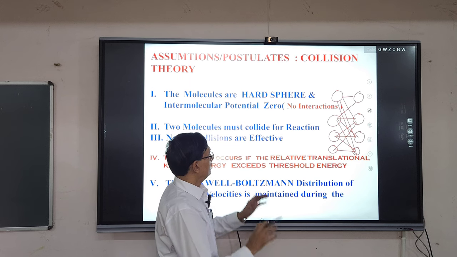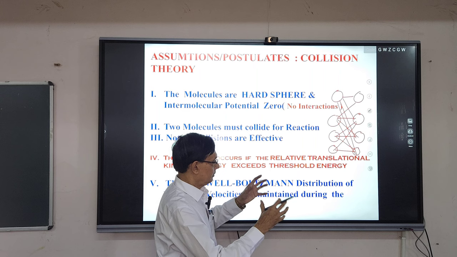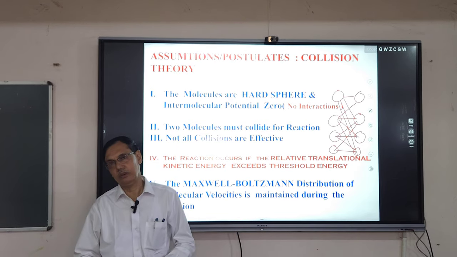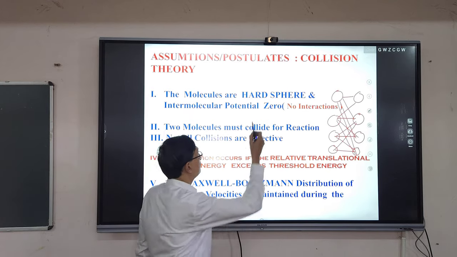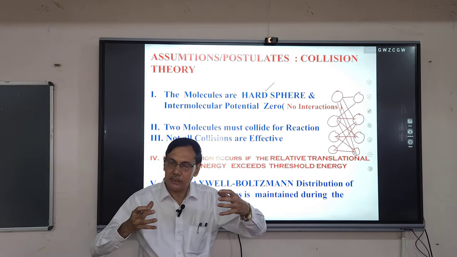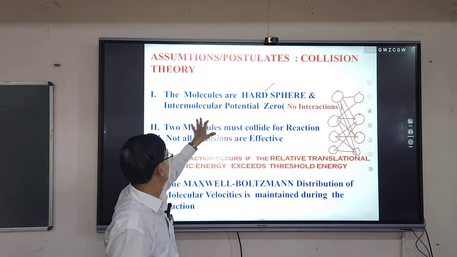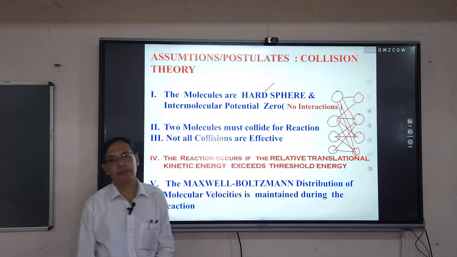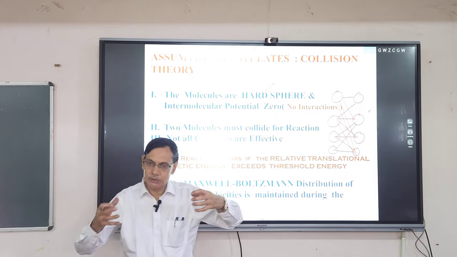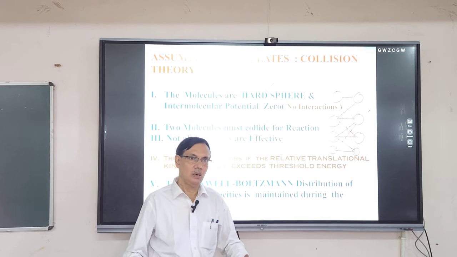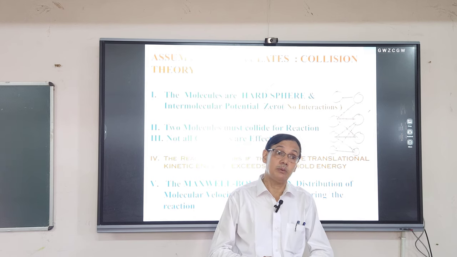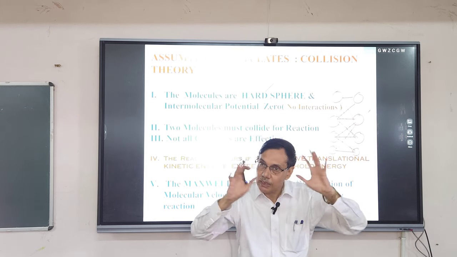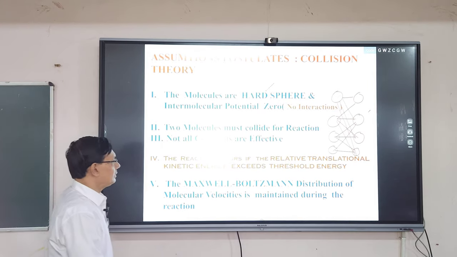So they considered that the molecules, maybe oxygen or nitrogen, maybe identical or dissimilar types of molecules, are just like hard spheres. And there is no interaction among these molecules, therefore the intermolecular potential is zero. And obviously, it is a collision theory, so there must be some collisions. I am saying that all collisions are not effective. So we have to consider which collision is most reactive and responsible for the chemical reaction or the formation of the product.